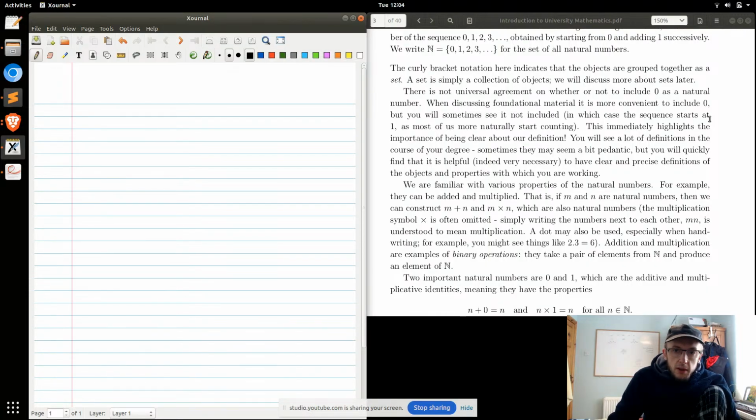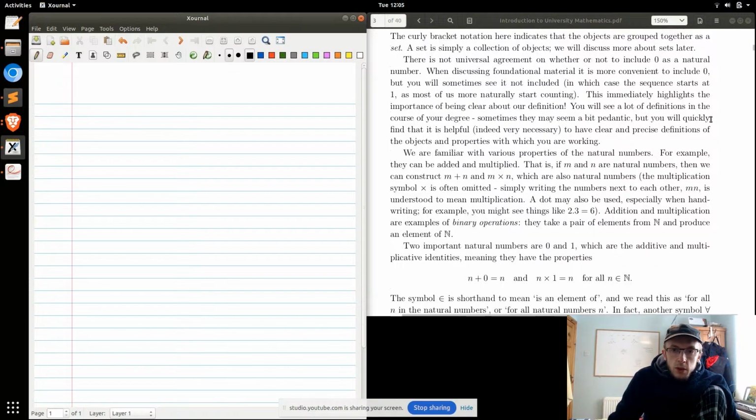We are familiar with various properties of the natural numbers. For example, they can be added and multiplied. That is, if m and n are natural numbers, then we can construct m plus n and m times n, which are also natural numbers. The multiplication symbol, like that, the cross, is often omitted. Simply writing the numbers next to each other, mn, is understood to mean multiplication. A dot may also be used, especially when handwriting. For example, you might see things like 2.3 equals 6.